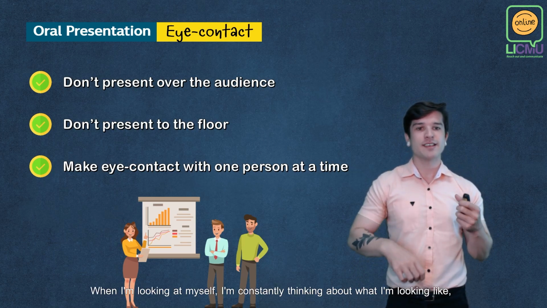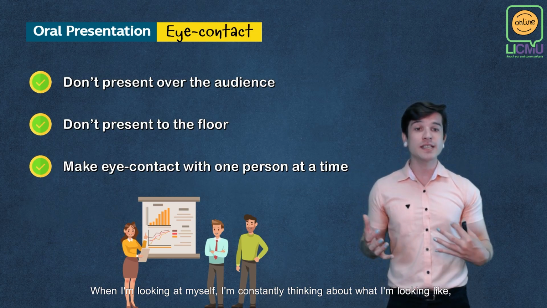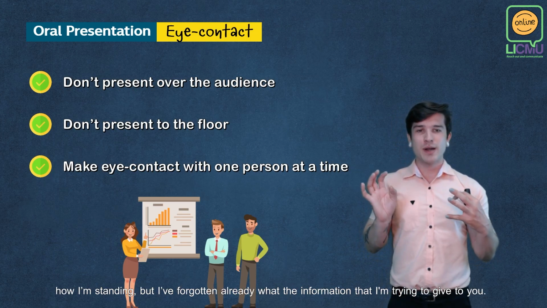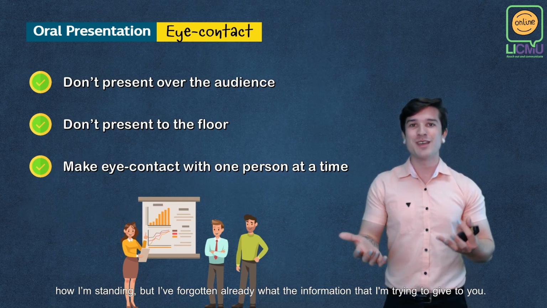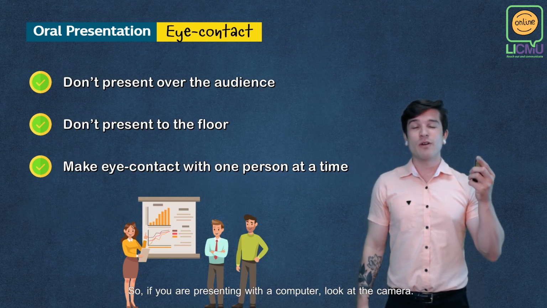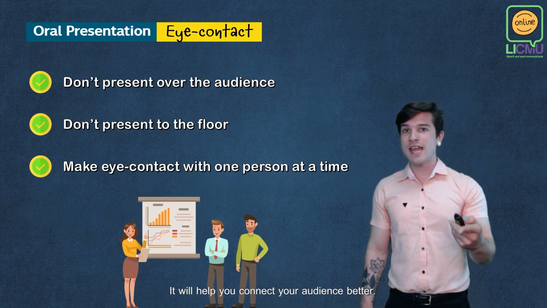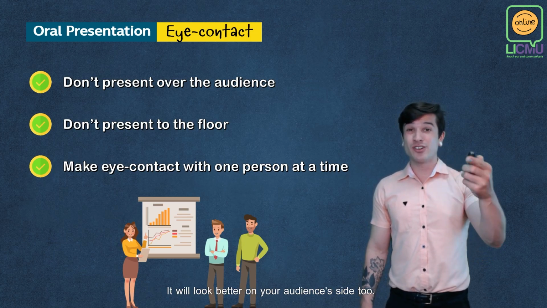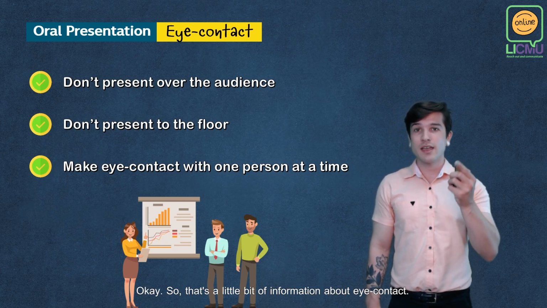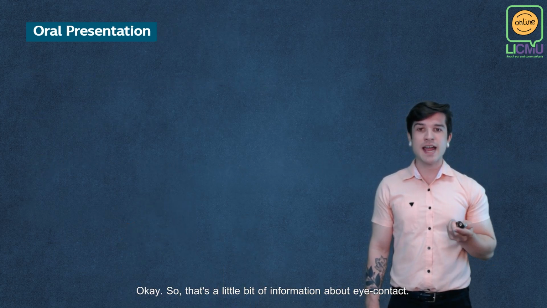When I'm looking at myself, I'm constantly thinking about what I'm looking like, how am I standing, but I've forgotten already what the information is that I'm trying to give to you. So if you're presenting with a computer, look at the camera. It will help you connect to your audience better. It will look better on your audience's side too. Okay, so that's a little bit of information about eye contact.